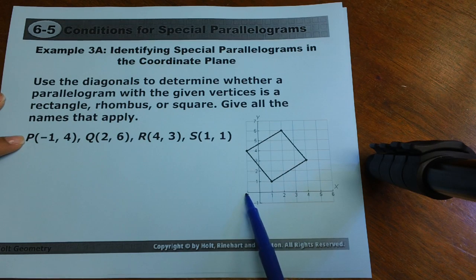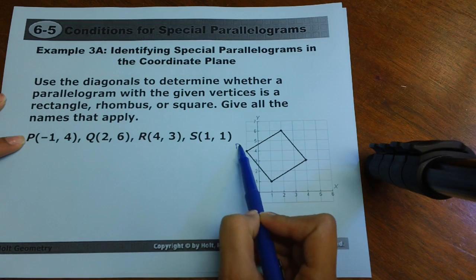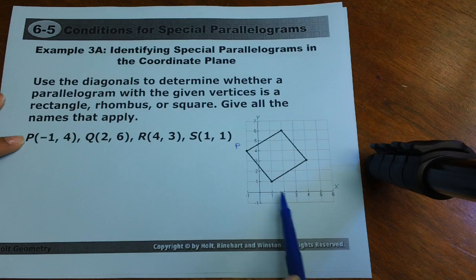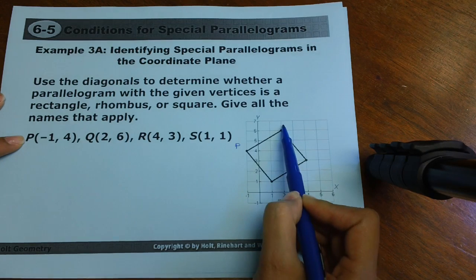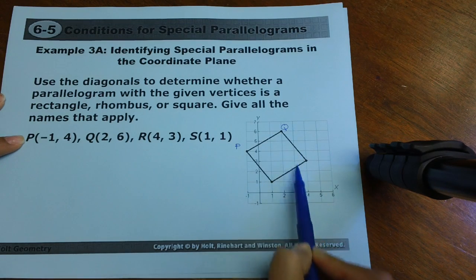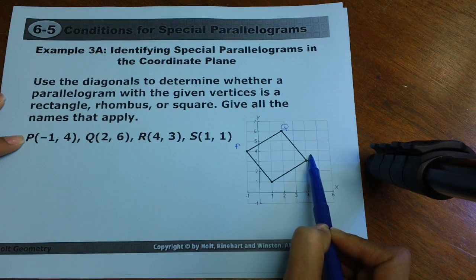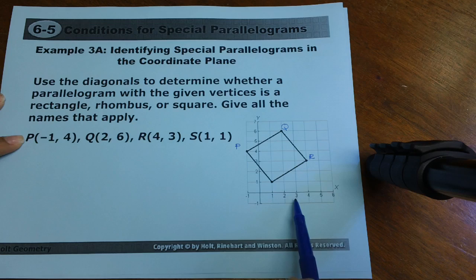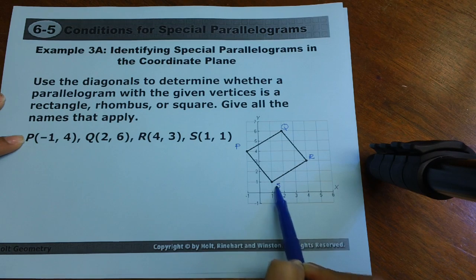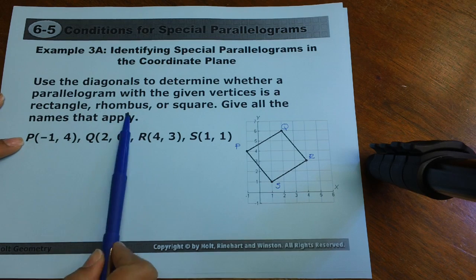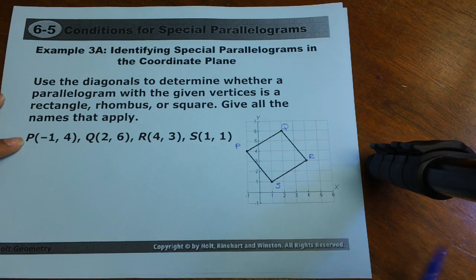Point P is -1, 4, so P is here. Point Q is 2, 6, so to the right 2, up 6, that's Q. R is 4, 3, and S is 1, 1, so this is S down here. Go ahead and pause the video, graph it for yourself, and see if you can determine whether or not it's a rectangle, a rhombus, or a square, and then push play and see if your ideas were right.